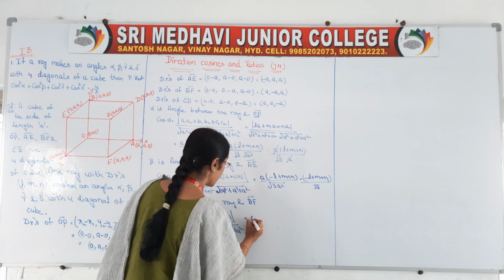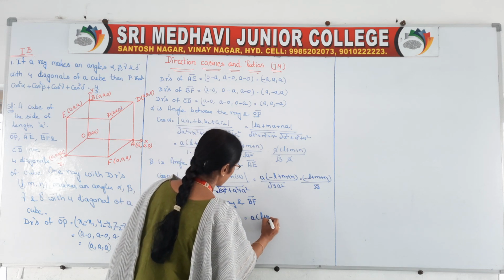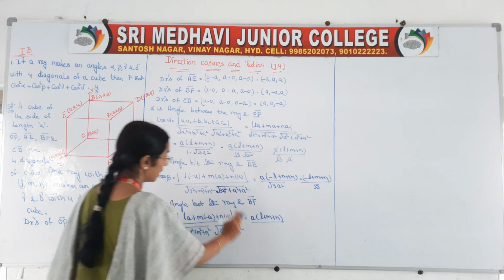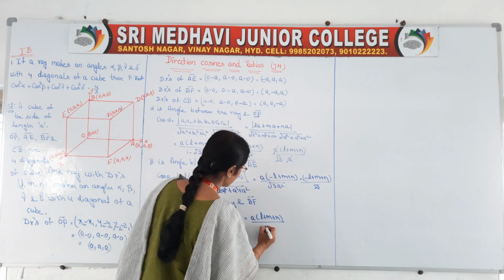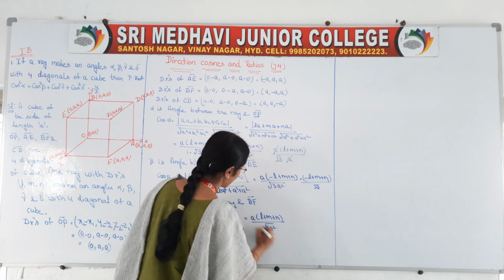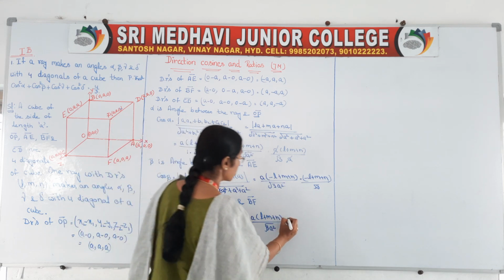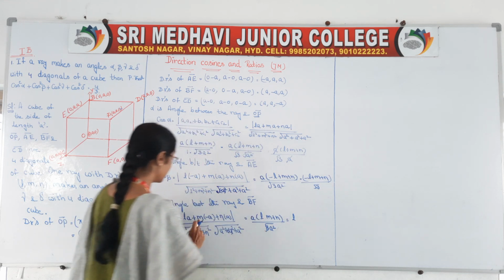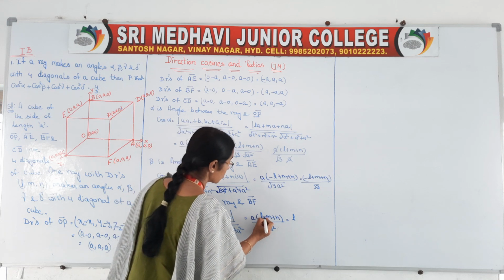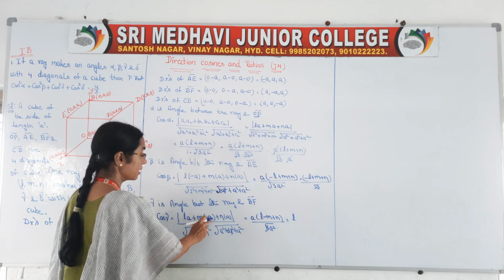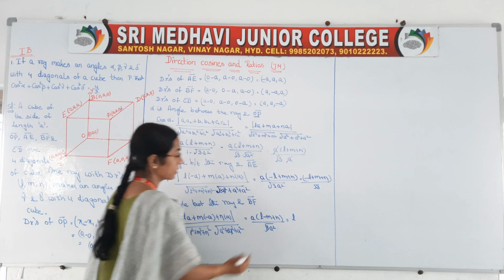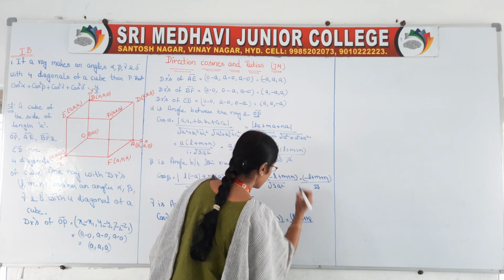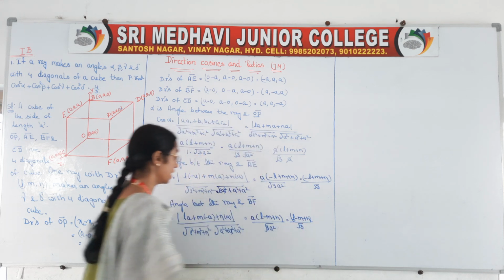So now you take a common, so (l plus m plus n) by, this is 1 and this value is 3 times a square. Again same thing. So you will have l, and m into minus a, we have taken a outside, so minus m will be there. So l minus m plus n by root 3.